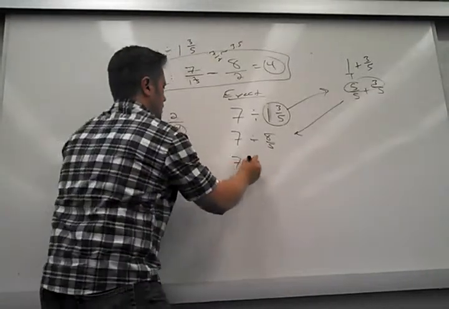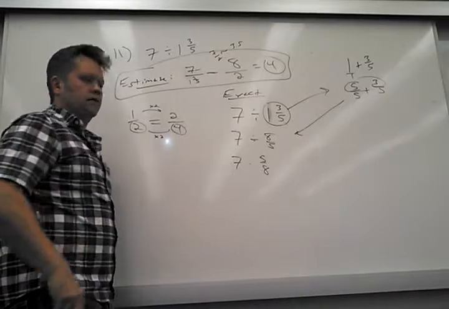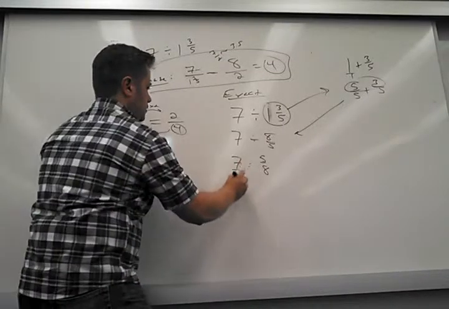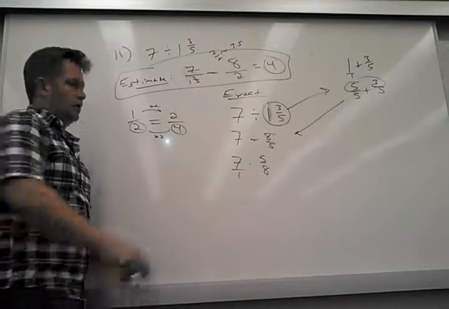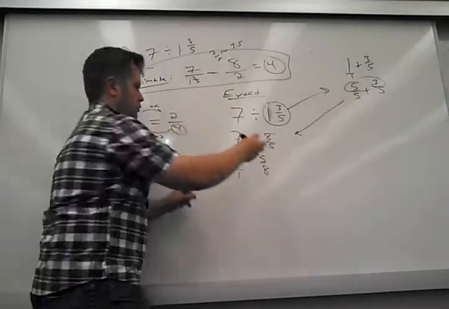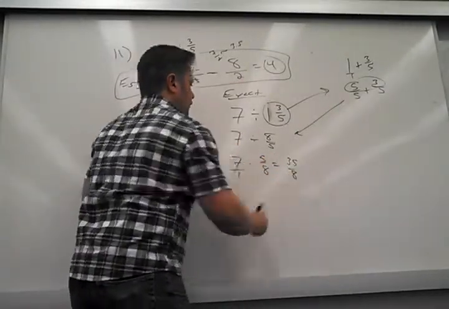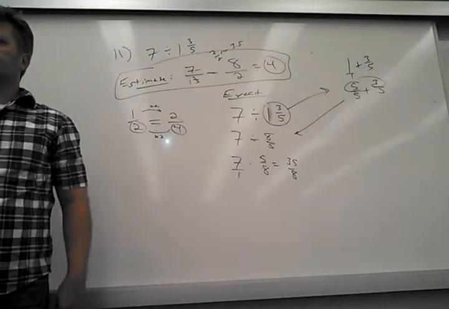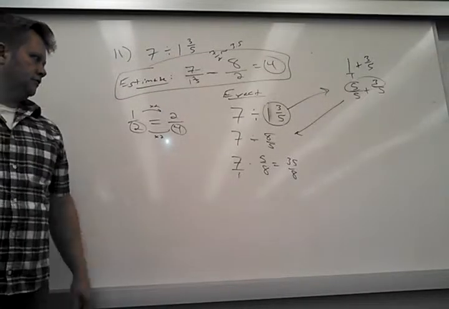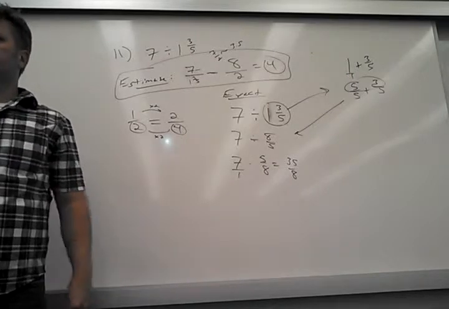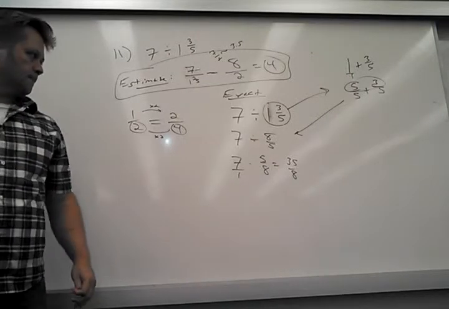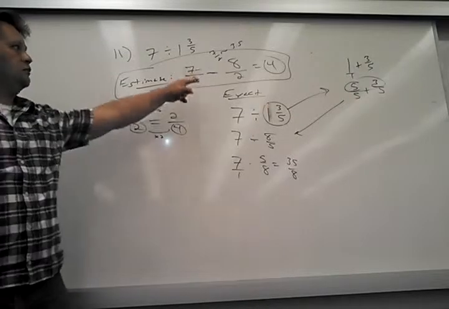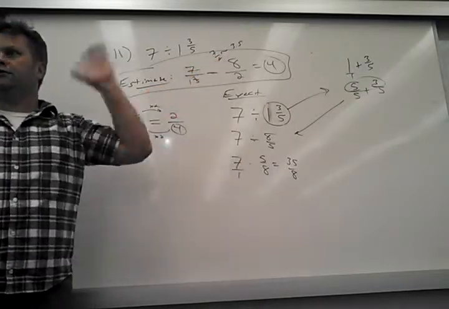So 7 times 5/8. 35 over 8. I like it. You can make 7 over 1 if you want to. Nothing cancels, right? So 35 over 8, which is 4.375. And that's the exact. You guys with me? So the estimate was about 4. It comes out to be 4.375.